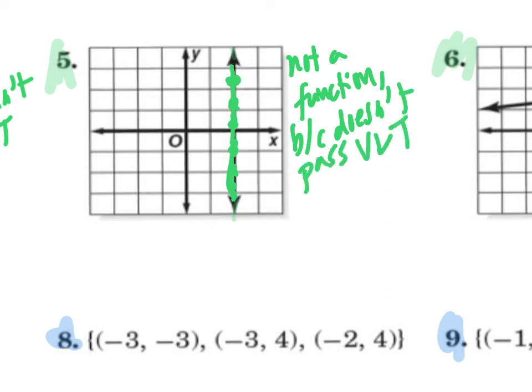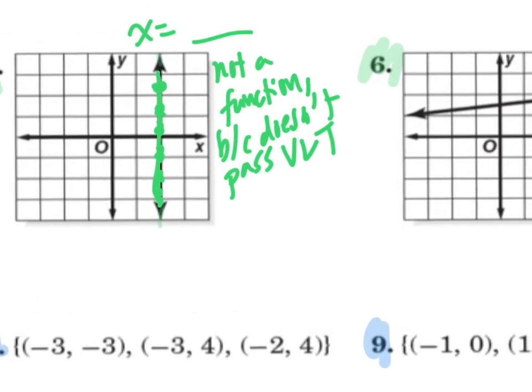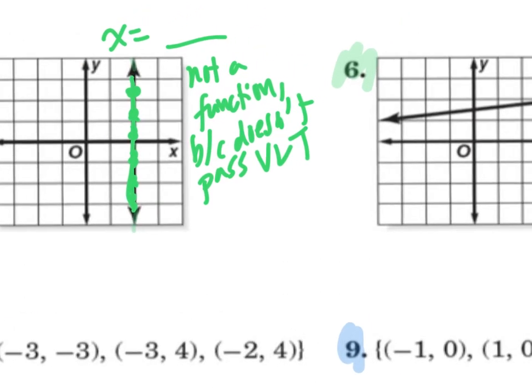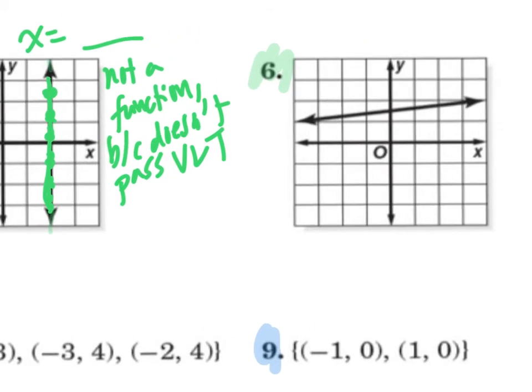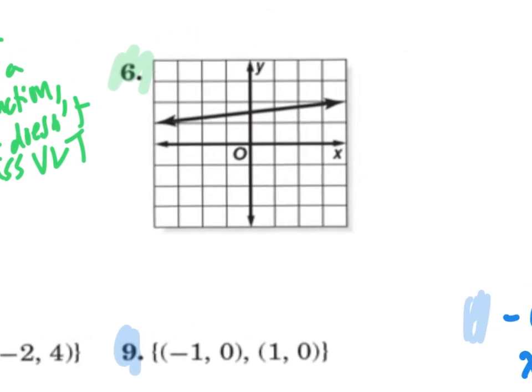Okay, this is actually something called an x equals equation, right? We don't really go into that for the task exam. We do occasionally go into that for Algebra 1, right? But that's just something to know extra in case something like that pops up on the exam.